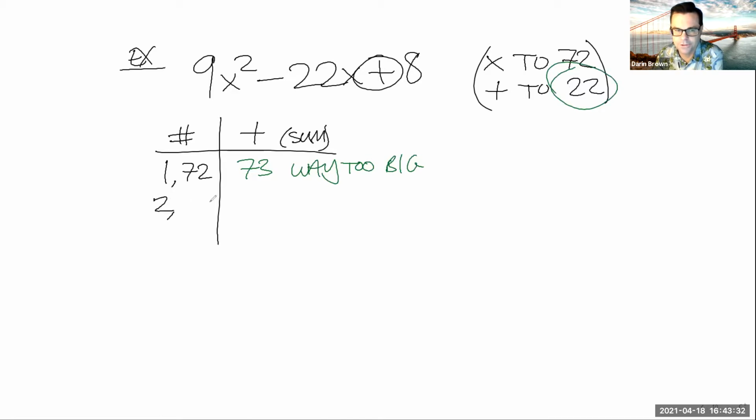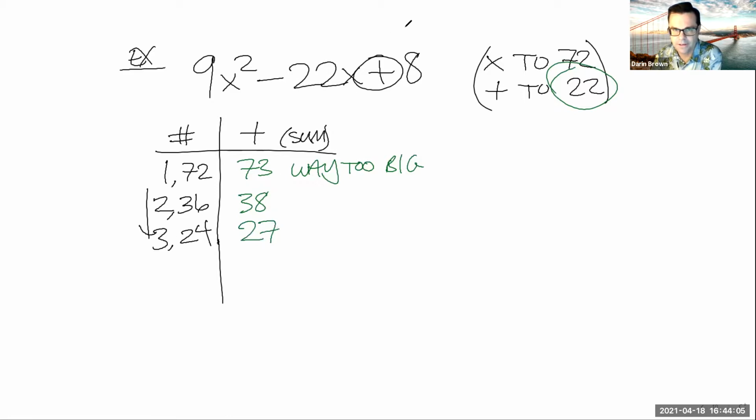So I increase 1 to 2. 2 and 36 would make 38. Still too big. All right, so I keep going. 3. Notice I'm increasing the lower factor. 3 goes into 72 24 times. And that gives us 27. So we're getting there little by little.